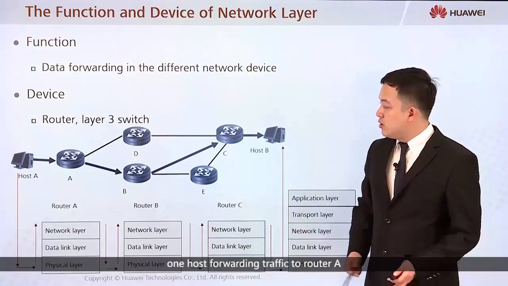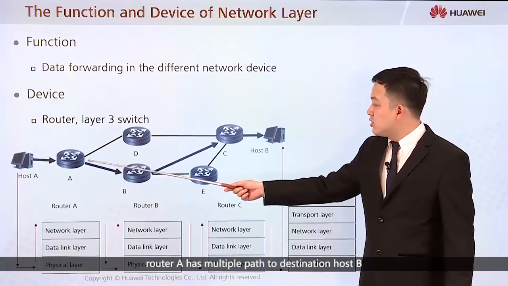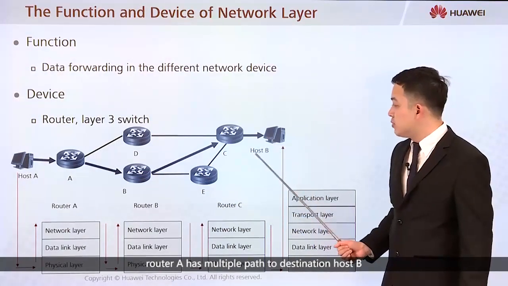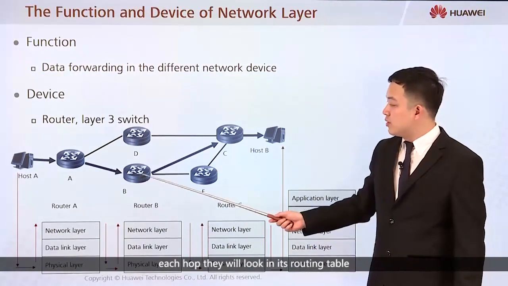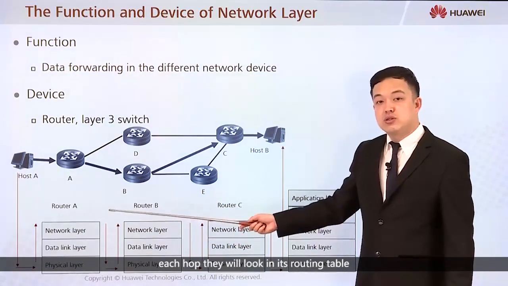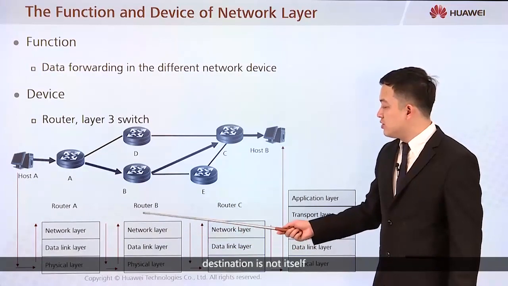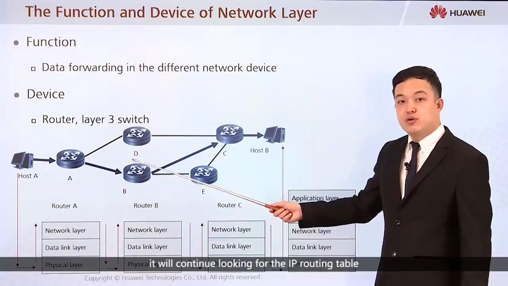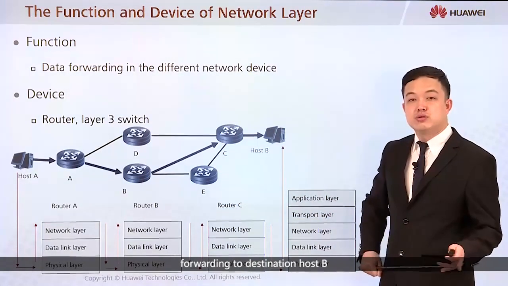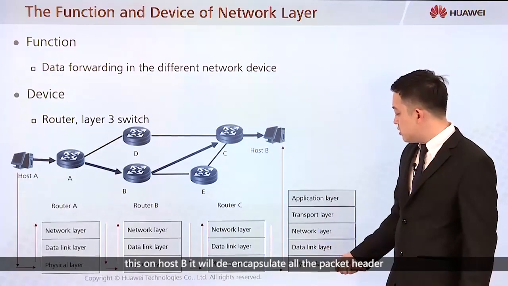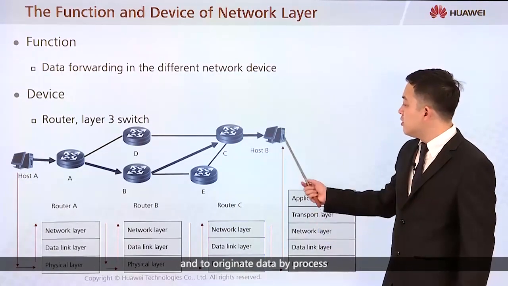Okay, here is one topology. One host forwards a packet to router A, and router A has multiple paths to destination host B. The router will select the best route and forward the packet hop by hop. At each hop, it looks in its routing table and de-encapsulates and encapsulates. If the packet's destination is not itself, it will continue looking up the IP routing table and then forward to the next one, until the packet reaches destination host B. Then host B will de-encapsulate all the packet headers and restore the original data for the process.